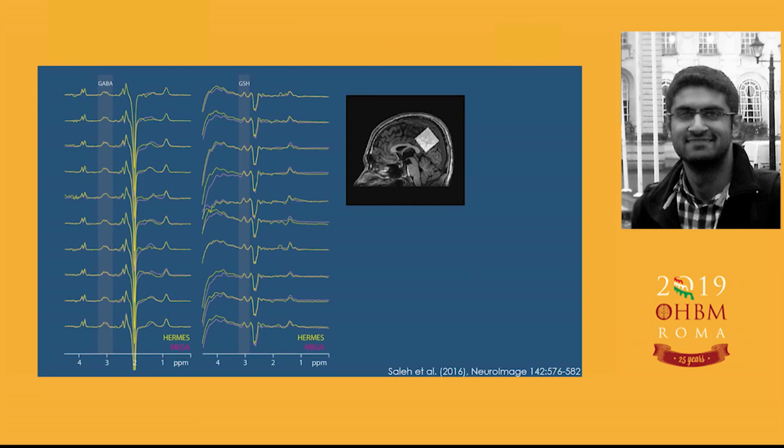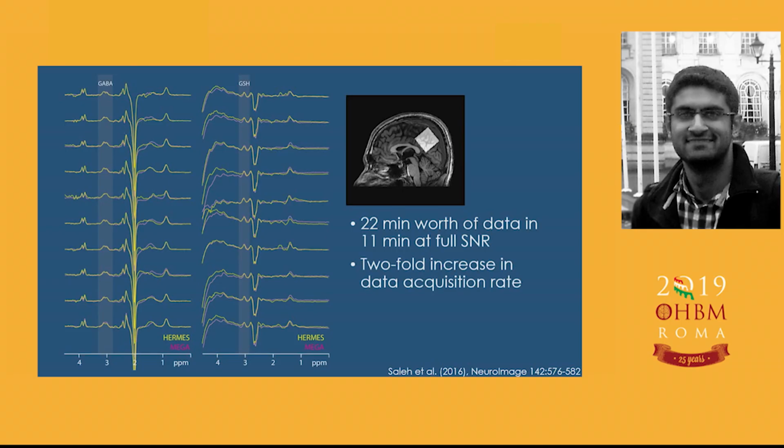So this was applied in 10 healthy volunteers, and now we have MEGA-edited spectra overlapped with HERMES edited spectra. MEGA-edited spectra are acquired in 20 minutes, whereas HERMES is acquired in 11 minutes. And you can see in terms of signal pattern and line width, the two edited spectra agree with each other. And therefore, 22 minutes' worth of MEGA-PRESS data can be acquired in 11 minutes without loss in spectral quality. And therefore, HERMES allows a twofold increase in data acquisition rate at 3 Tesla.